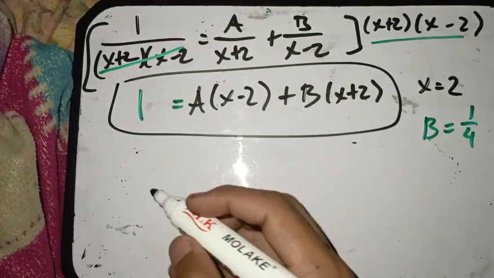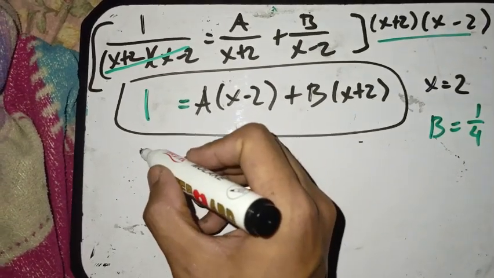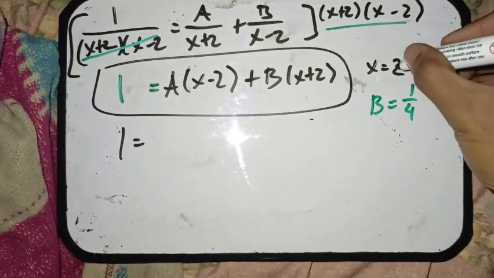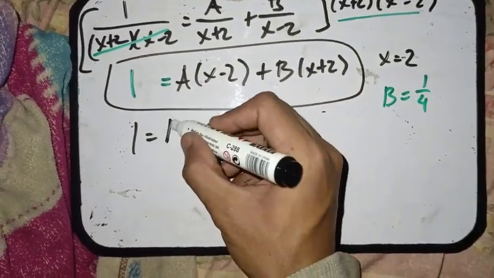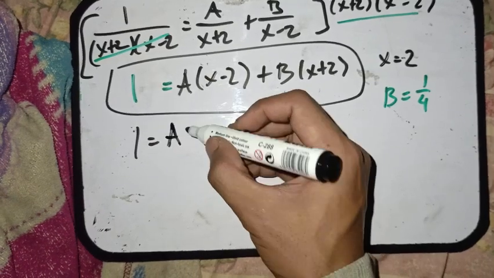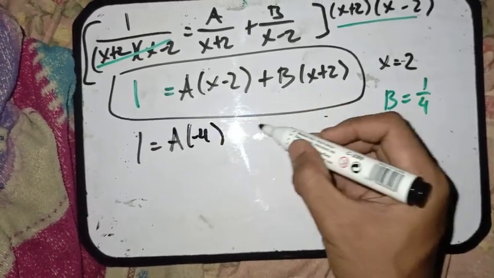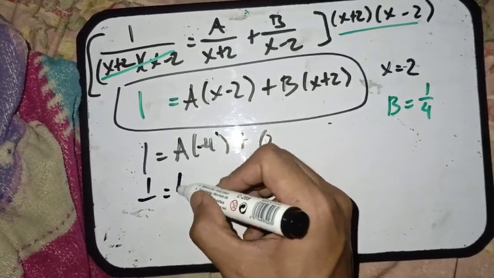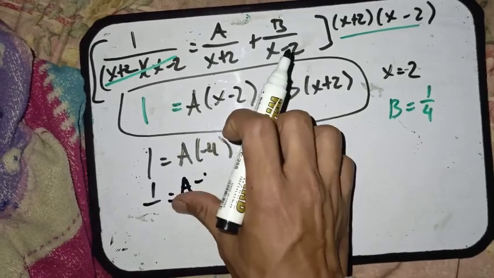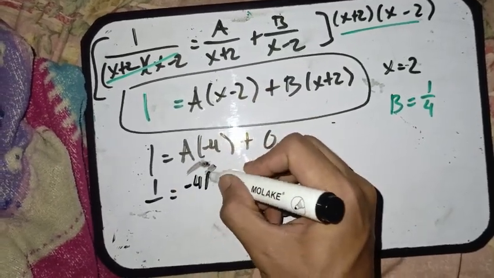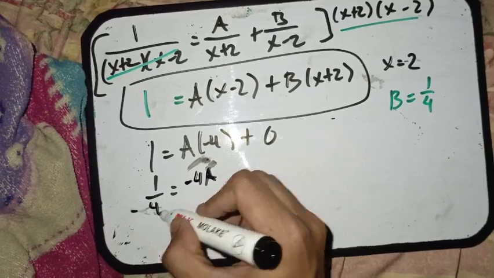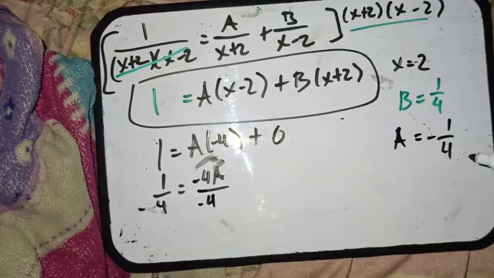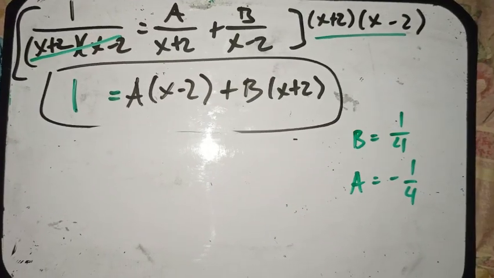Now let's try the next one. 1 is equal to a times, with x equal to negative 2, negative 2 minus 2 is negative 4, and the b term is 0. So 1 is equal to negative 4a. Dividing both sides by negative 4, a is equal to negative 1/4. Now we have the values of a and b.